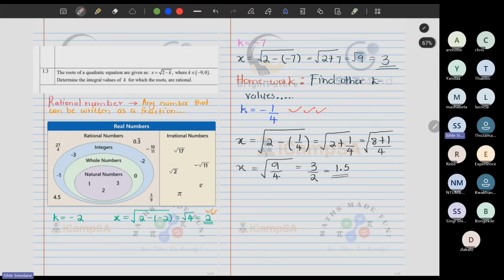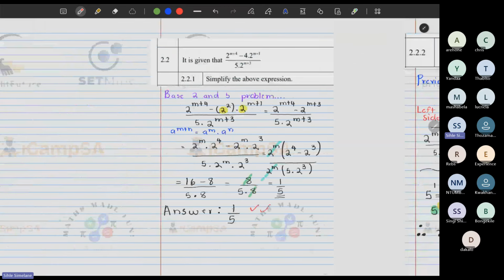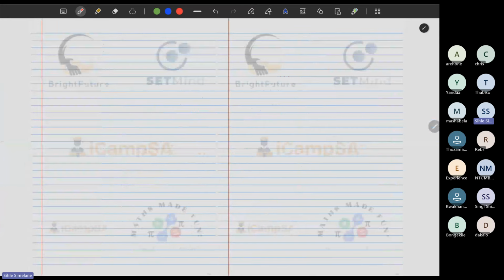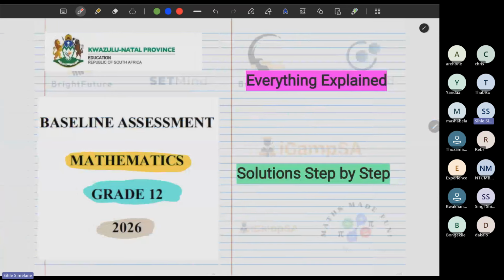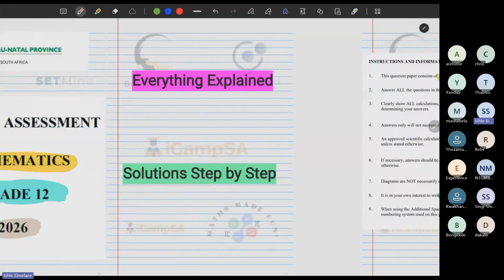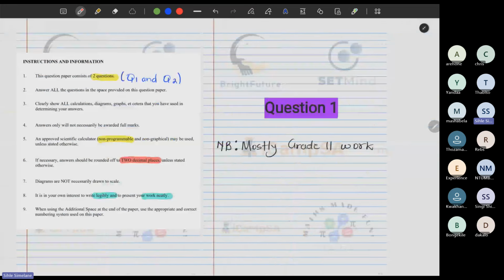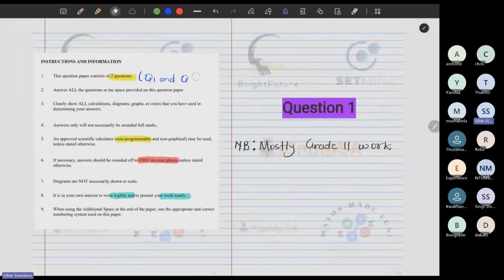So that is it, guys, with this baseline test of KZN 2026. Very simple questions, and I hope that you did understand. Do we have any questions before we leave, guys? The solutions will be sent to you, or you'll be able to access them via a link. Yeah, there should be a way in which you will access them.